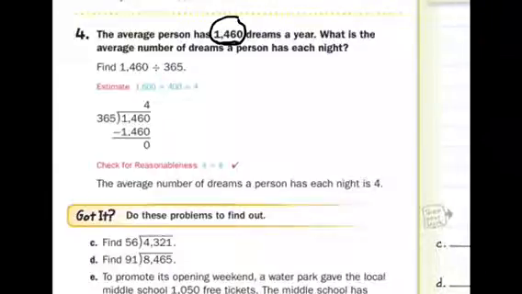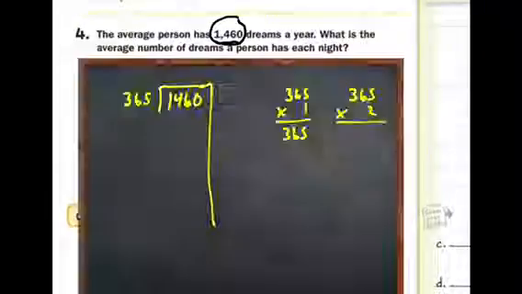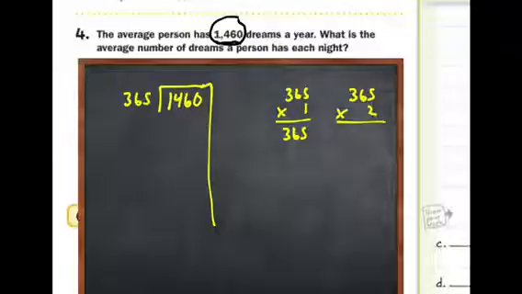So I'm going to do a little bit of division here. So let me get ready. Okay, so here's where I'm ready. I'm going to do 2 helper facts here. So 365 times 1 is 365. So 365 times 2, I'm going to figure out that's 730.